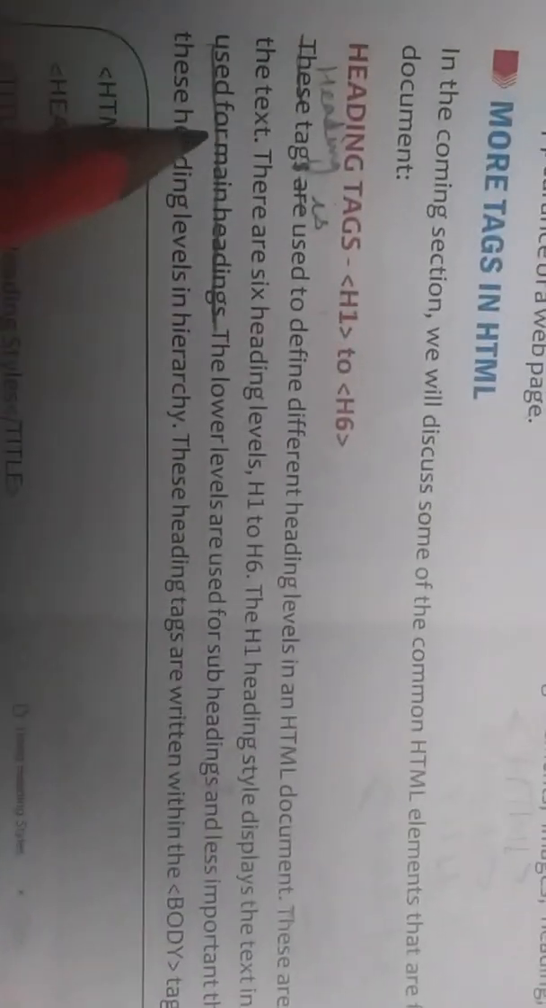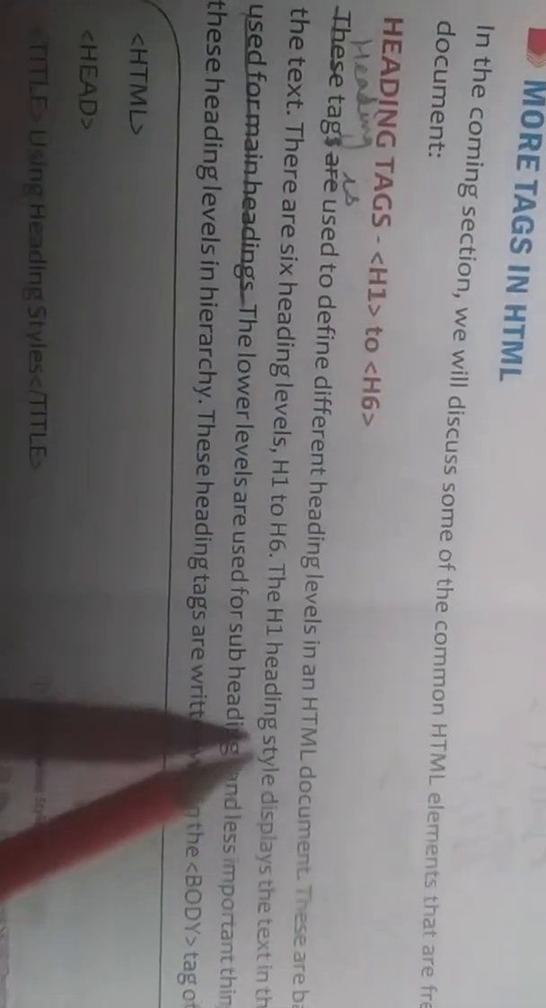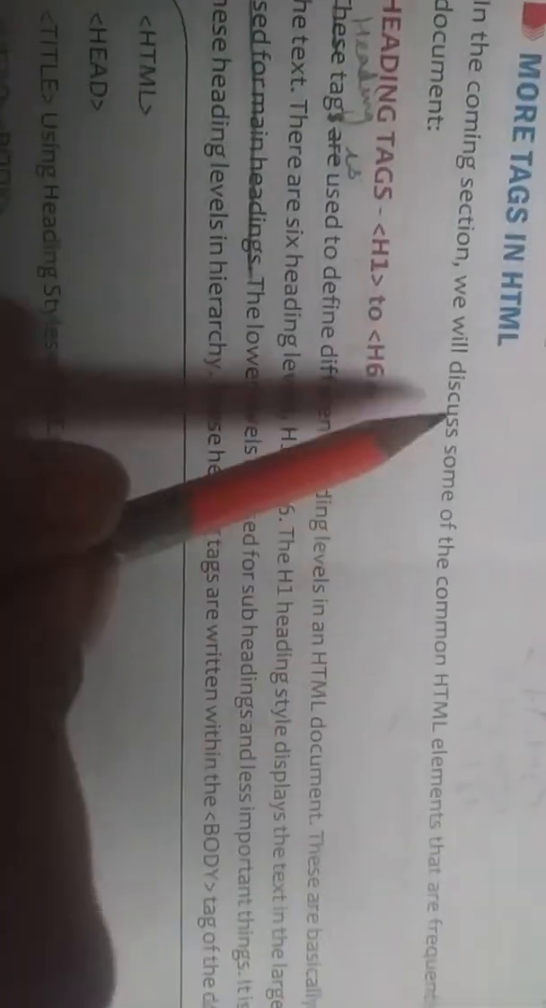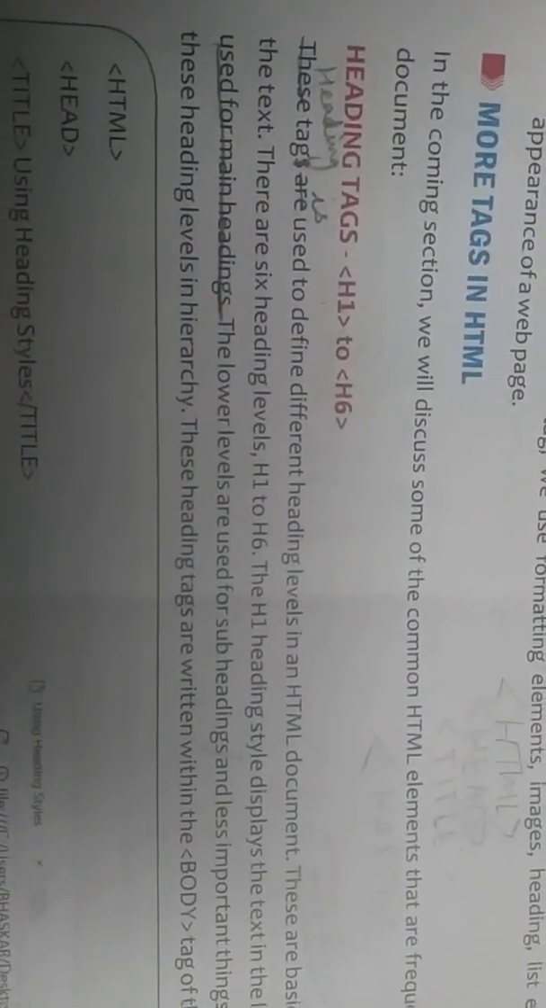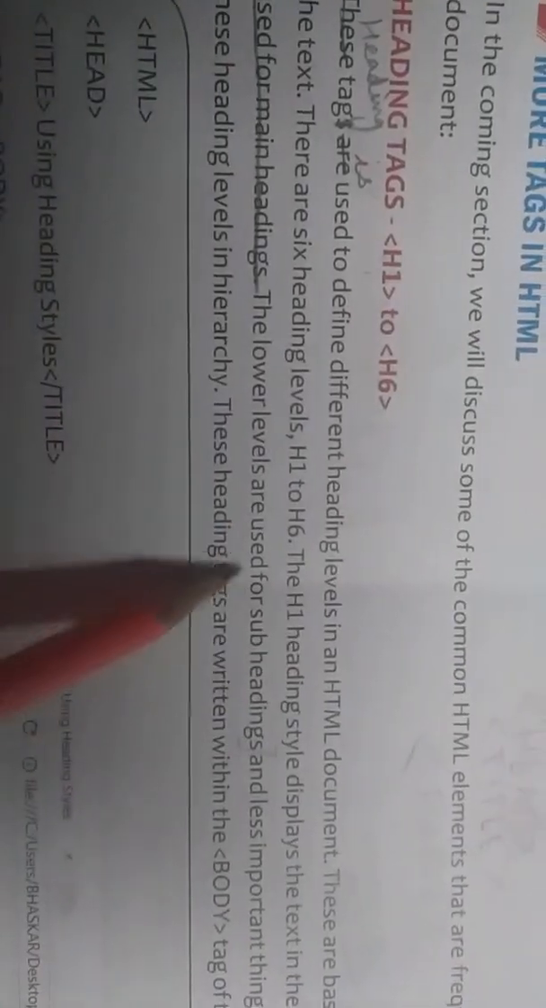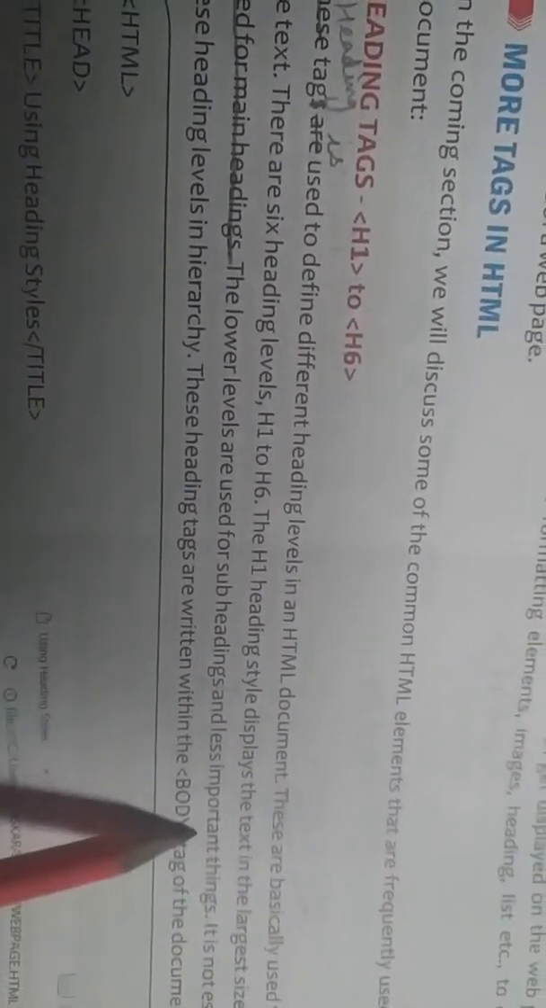These are basically used to emphasize the text. Emphasize means to focus, we will focus on the text. So there are 6 heading levels, H1 to H6. H1 heading style displays the text in the largest size, and H6 is used for the smallest size. So the lower levels are used for subheadings and less important things.